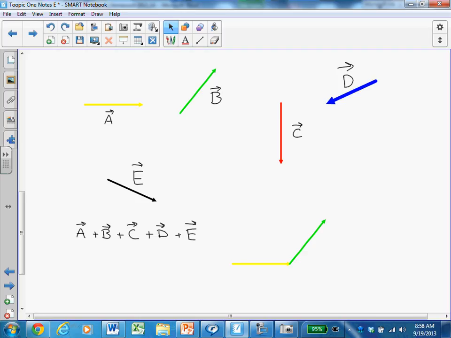She's grabbed C. Don't be afraid to press the board. Okay, good. Now we got C on there. The sum of A plus B plus C would go from here to here. Okay? Now D, Gracie.